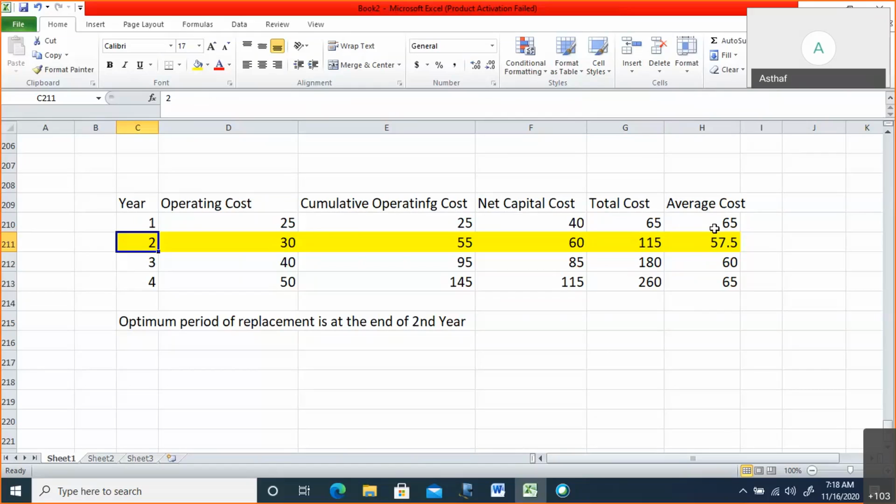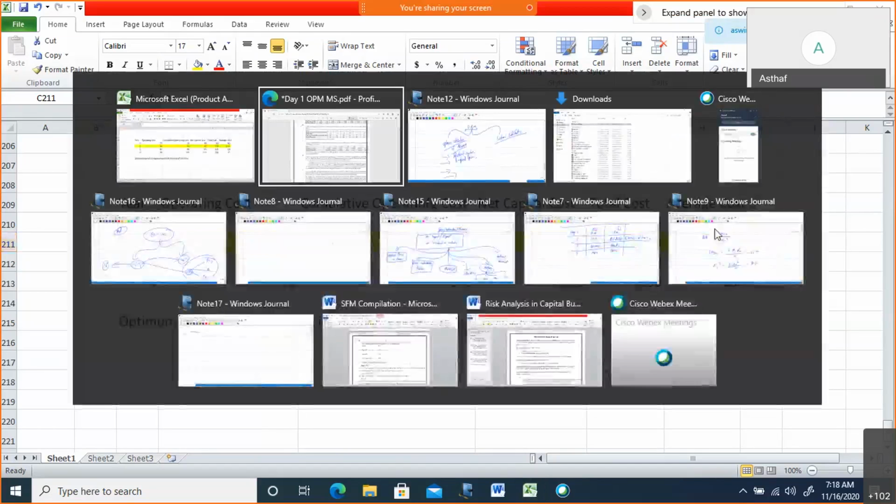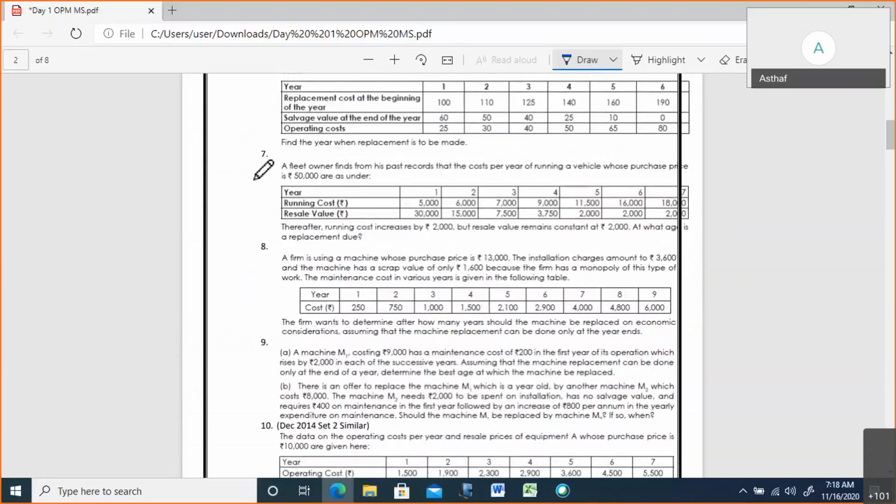So, a little advanced problem we will go. Hope you are ready. Question number 7 is a similar question. You can do it as homework.